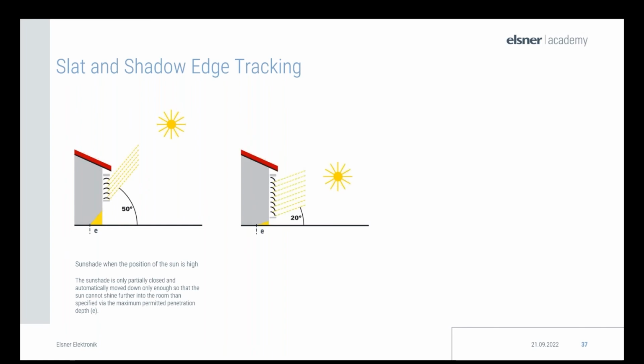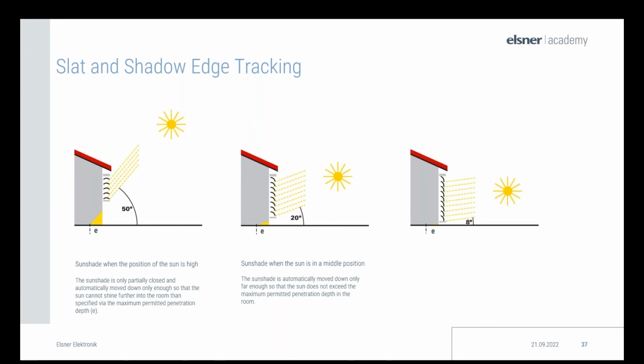When we have a lower sun position, then the slat position should move accordingly. So the sunshade is automatically lowered a little bit more to almost completely, so the sun does not shine too far into the room, but we still do have enough daylight. Okay, I'll wait a little bit so you can have a look at the picture, and if there are more questions, feel free to ask them. In the third picture, you see the last example when the sun is very low.